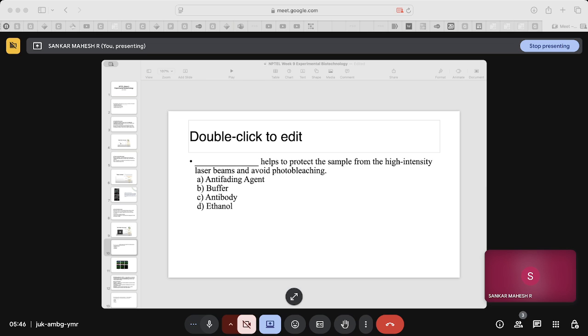Photo bleaching. So you have four options: anti-fading agent, buffer, antibody, and ethanol. You can take a couple of minutes to think about this and then we'll discuss.